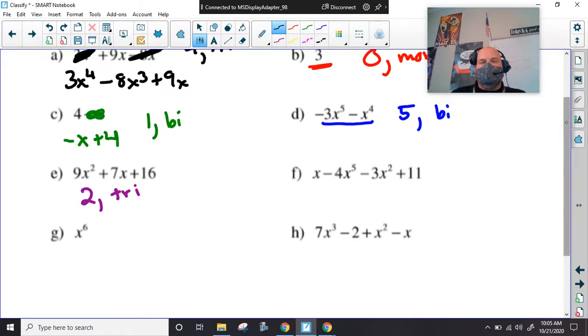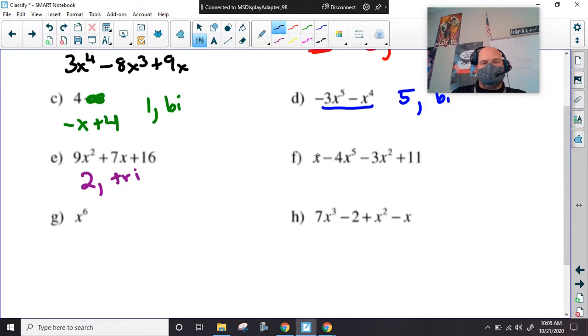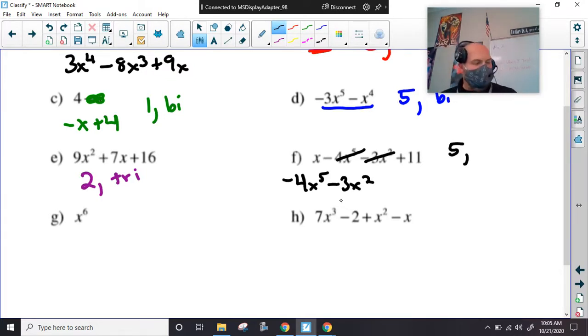All right. Number F. What's our highest power right here? 5. So we have 4x to the 5th. We already know it's going to be a 5th degree, so we can go ahead and answer that. What's our next smallest? 2, so minus 3x squared. What about our next power? Just x, so that's a plus x, and plus 11. How many terms do we have? 4. Remember, if it's more than 3, it's a poly.